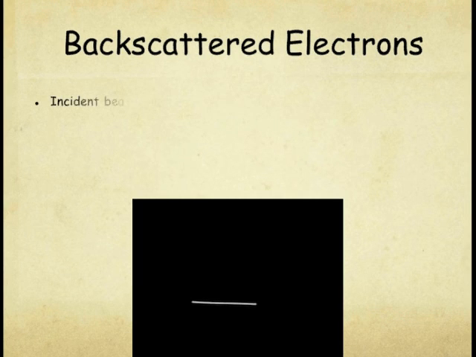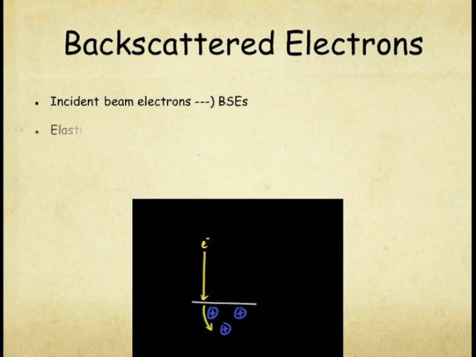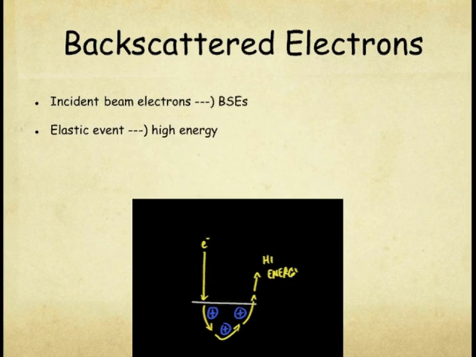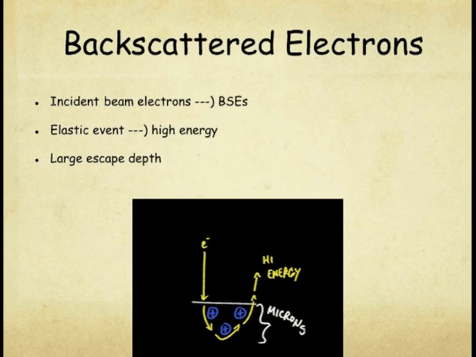Backscattered electrons are actually electrons that originated from the incident beam, and due to interactions with specimen atomic nuclei, they have reversed direction with minimal energy loss. This is considered an elastic event because most backscattered electrons retain more than 50% of the incident beam energy, and thus they can range from about 1 to 15 kiloelectron volts. Because of these high energies, backscattered electrons are capable of escape depths up to several microns. That is, they can escape from several microns below the sample.